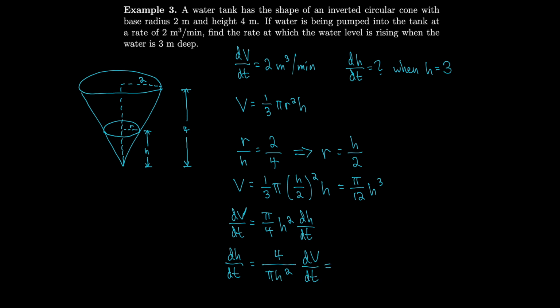And now we can plug in because we've taken our derivative. So we get 4 over pi times 3 squared, height was 3, and dv dt was 2. So that equals 8 over 9 pi, which is about 0.28 meters per minute.